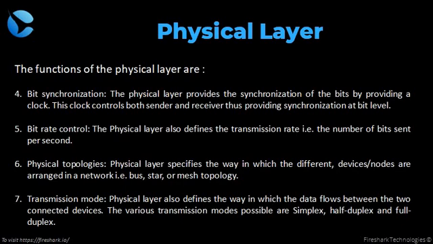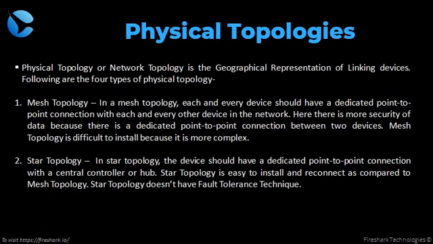So next is physical topologies. We will discuss this in our next slide in greater detail. What is physical topology? The physical layer specifies the way in which the different devices or nodes are arranged in a network, that is bus, star or mesh topology. Transmission mode. The physical layer also defines the way in which data flows between two connected devices. The various modes of transmission are simplex, half duplex and full duplex.